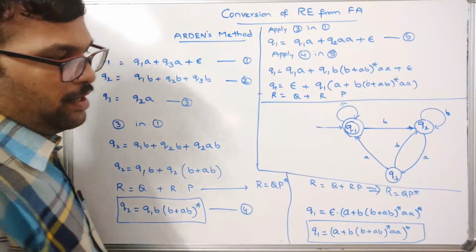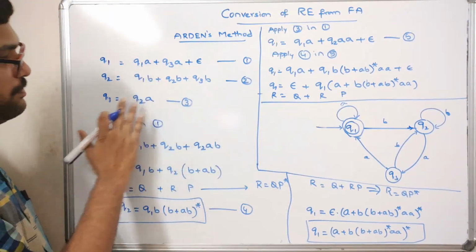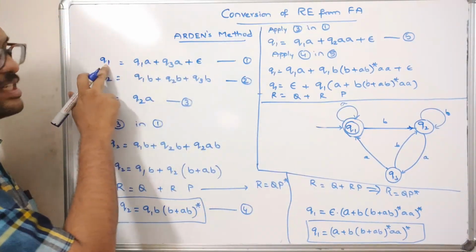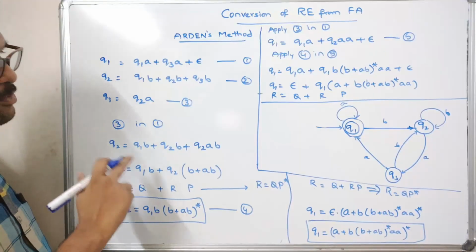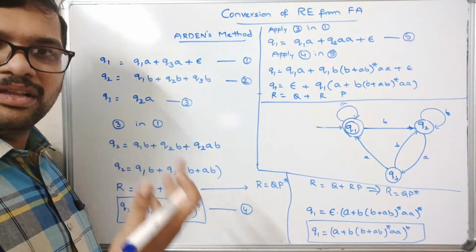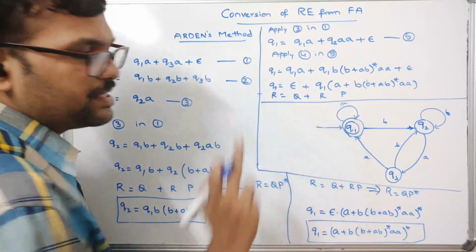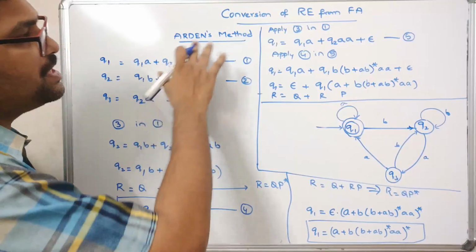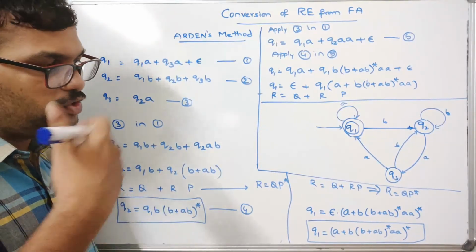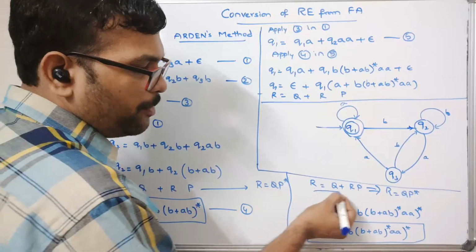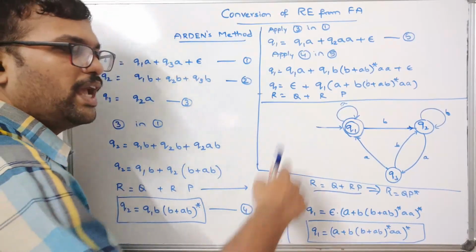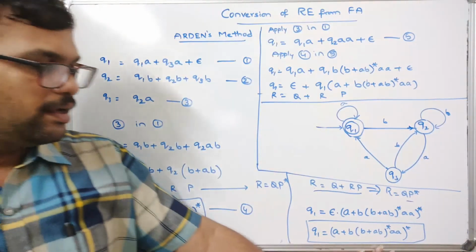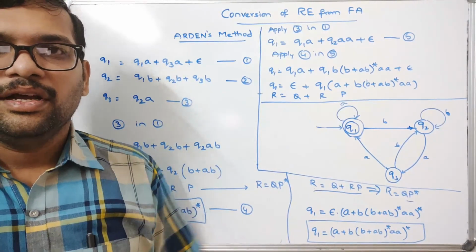So hope you understood this one. Here also we have written the equations for each and every state based upon the incoming edges, and then we are adding the epsilon for the initial state, and we need to substitute one equation in another to get the final regular expression of the final state. In that we have to use Arden's method, that means Arden's theorem. We need to simplify the equation so that it will be in the format of R is equal to Q plus RP, so that we can directly replace it with QP star, so that we get the final regular expression.